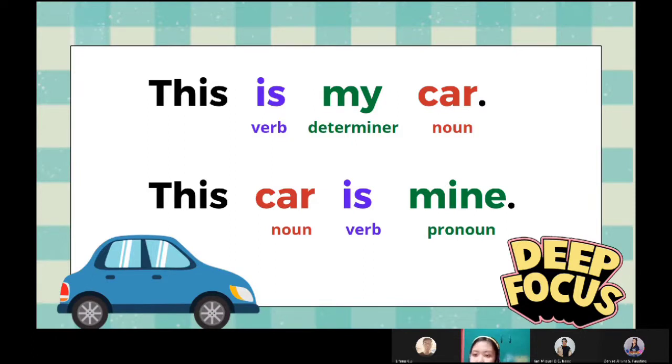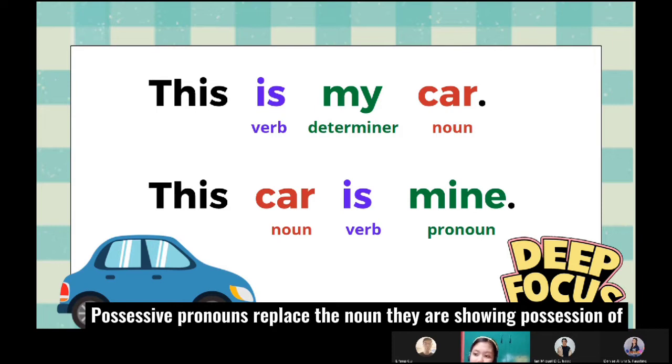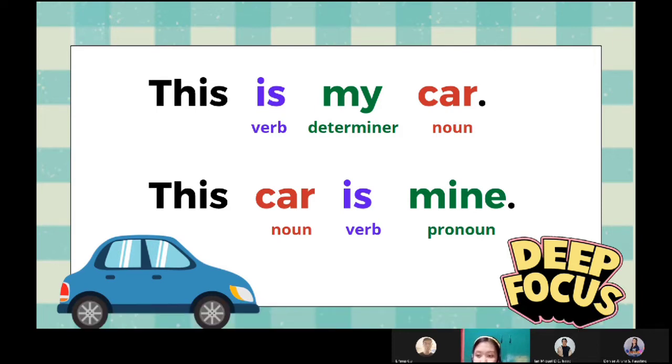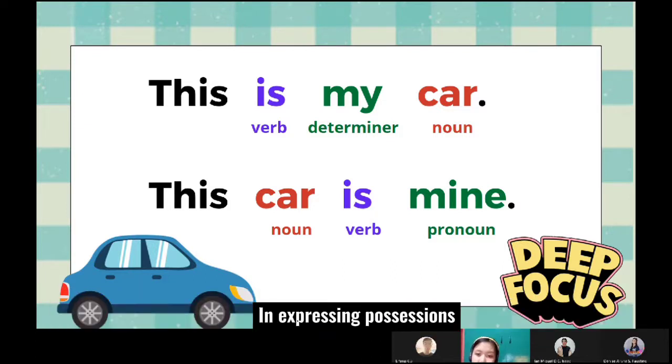And unlike possessive determiners, possessive pronouns replace the noun they are showing possession of. So once again, we discussed the possessive determiner, the possessive pronouns, and also the apostrophe with S in expressing possessions.